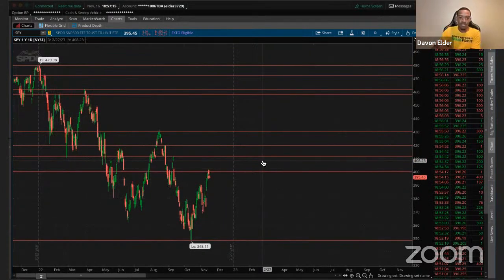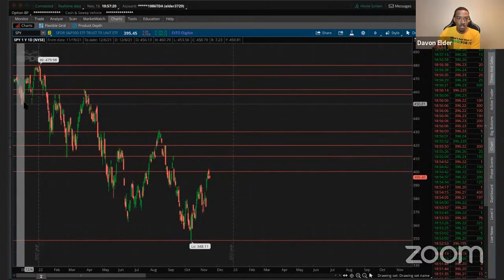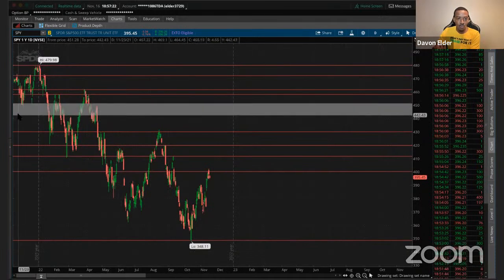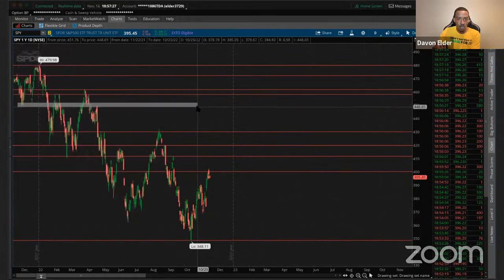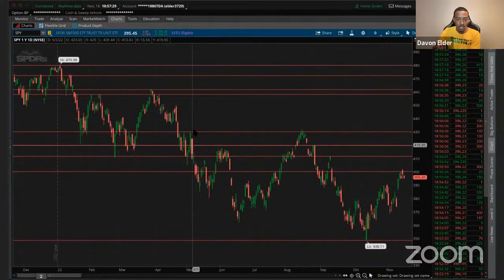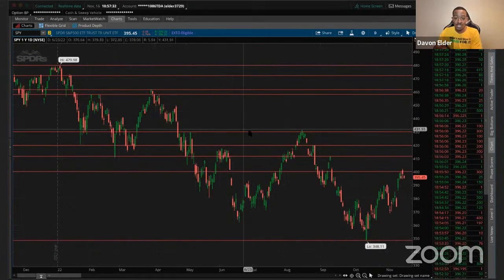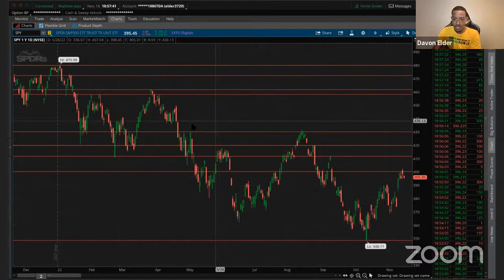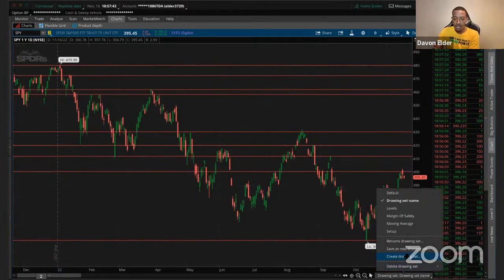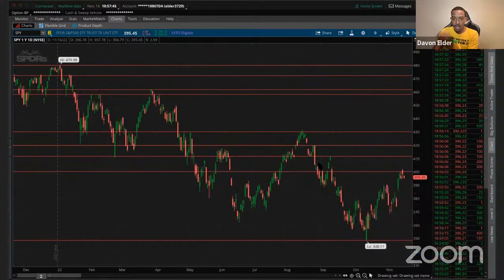And so now that I've got all these levels extended, now we can really truly see what is going on here. We've got our support and we got our resistance levels marked. And so that's the first thing that you want to look at when you're looking at a chart. You need to be able to establish support and be able to establish resistance. Now, let me clear this. Now, let me make another drawing set.